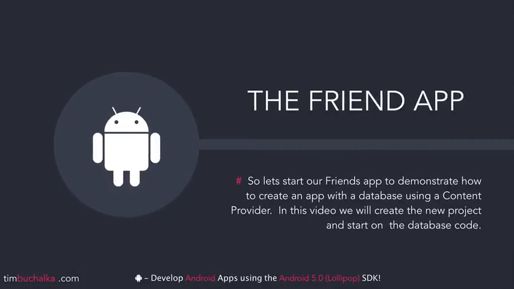So let's get started with our next application. We're finally at that point. This is going to be a friends application, very similar to a contacts database, and it's going to contain just a few bits of information about a friend, but we're going to go through and use the process to show you how to create an app with a database using a content provider. So in this first video, we're going to create the project for the first time and then start work on the database code. So let's get into it.